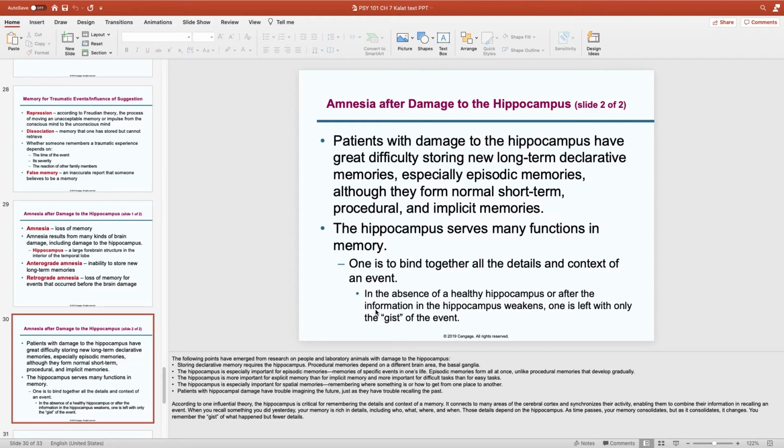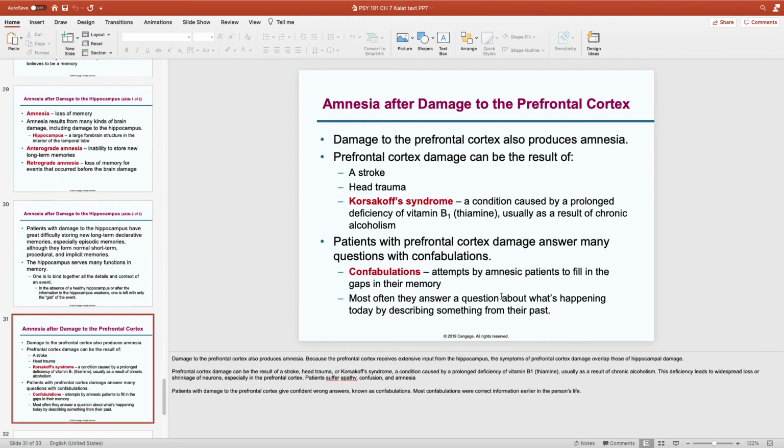If, for example, someone does not have their hippocampus intact, if there has been damage, then they're only able to remember the general ideas of an event. They won't be able to remember a lot of specific details. So that's interesting.